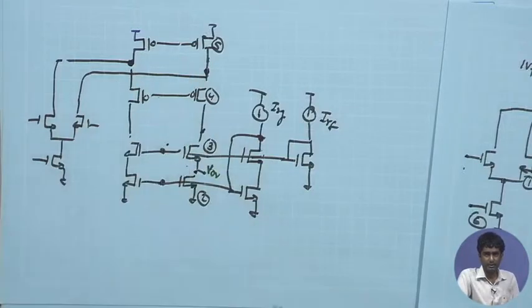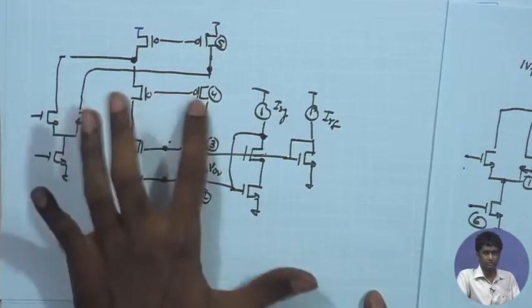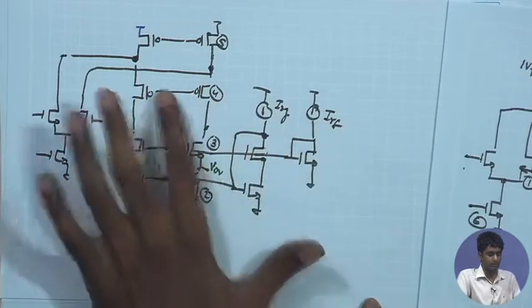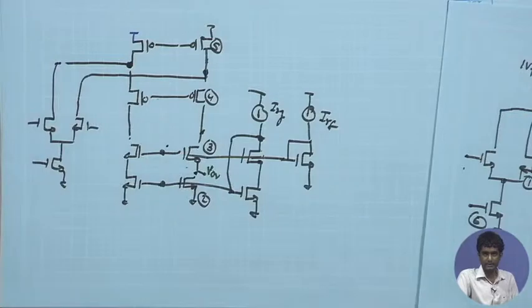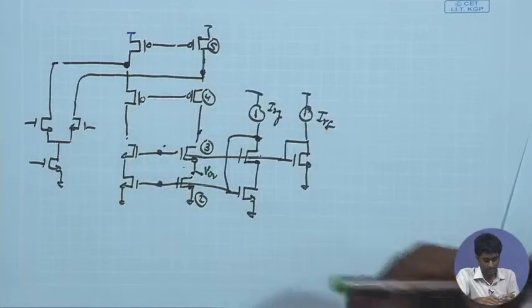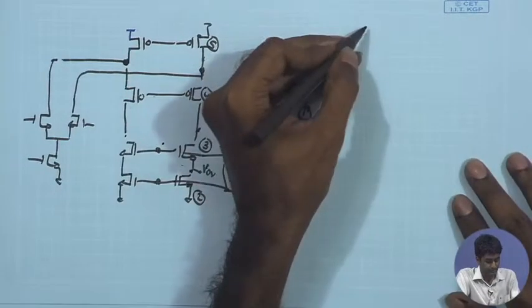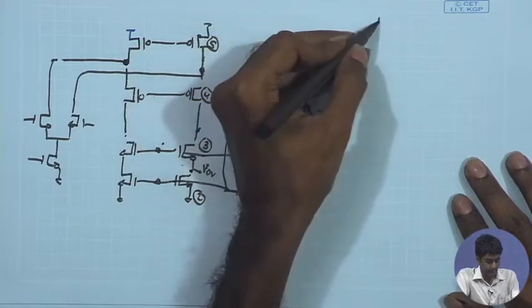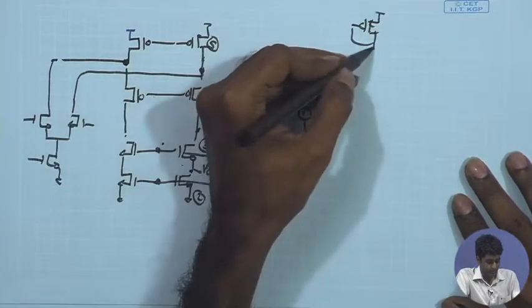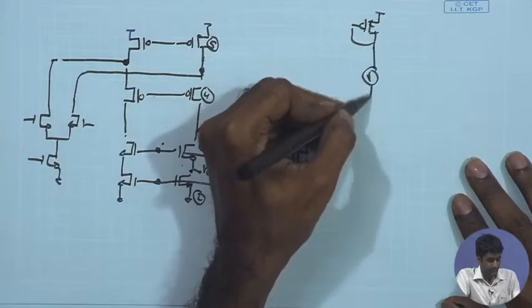On the upper side also, I would like to bias it using a similar scheme. So these 2 PMOS are also carrying similar current, so I can construct another mirror for biasing this PMOS as well. So I can imagine that I can have the similar structure for the PMOS. I can have a PMOS reference branch, which is basically supplied with the same current IREF.